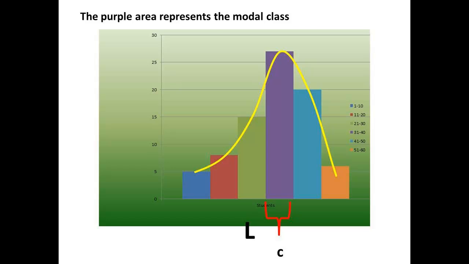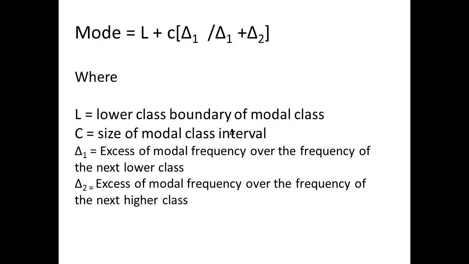class interval. The formula for the mode is given by L plus C times the bracket delta 1 divided by delta 1 plus delta 2, where L is the lower class boundary, C is the size of the modal class interval, delta 1 is the excess of the modal frequency over the frequency of the next lower class, and delta 2 is the excess of the modal frequency over the frequency of the next higher class.